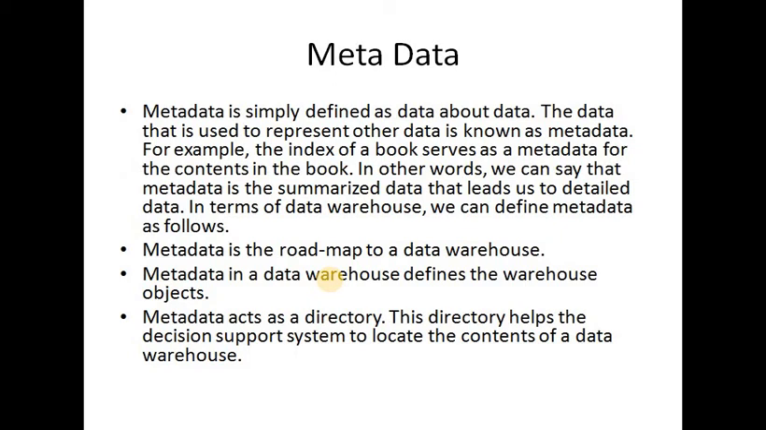Now next slide is about metadata. Metadata is simply data about data, and we can say the data that is used to show other data is known as metadata. So metadata is sometimes considered as a roadmap to a data warehouse, and metadata in a data warehouse actually defines the warehouse objects. So basically it is used for displaying some objects. On the other side, metadata acts as a dictionary, and that dictionary helps the decision support system to locate the content of a data warehouse.